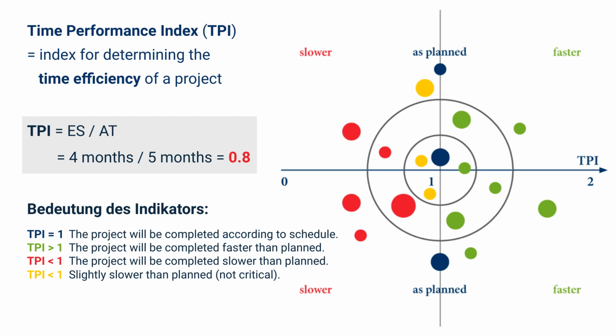A TPI less than 1, shown by yellow dots for minor time deviations and red dots for major ones, indicates inefficient time performance. In our example, the Time Performance Index is 0.8. This delay in project time could be due to unexpected issues, resource shortages, or supply chain delays. The time delay increases costs, disrupts activities, causes customer dissatisfaction, and damages reputation.